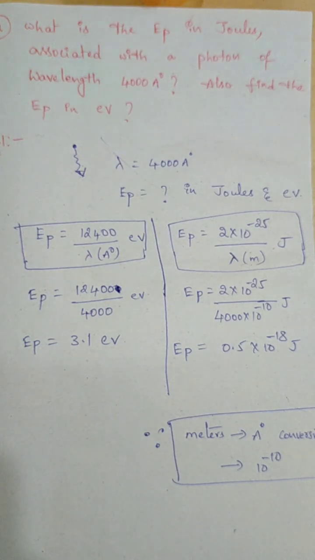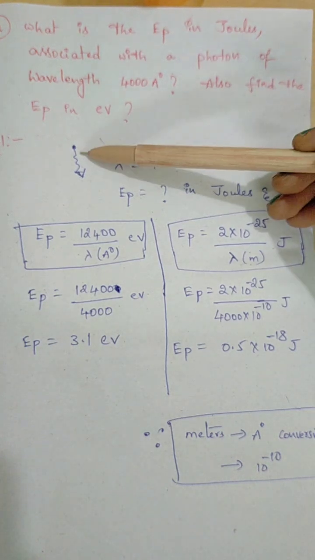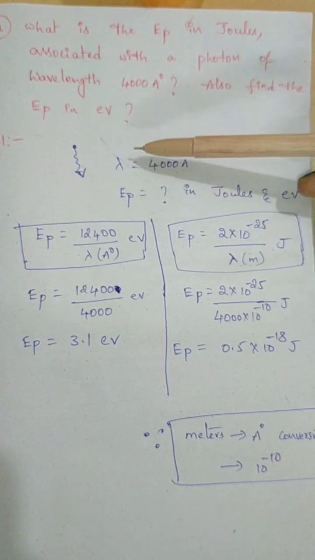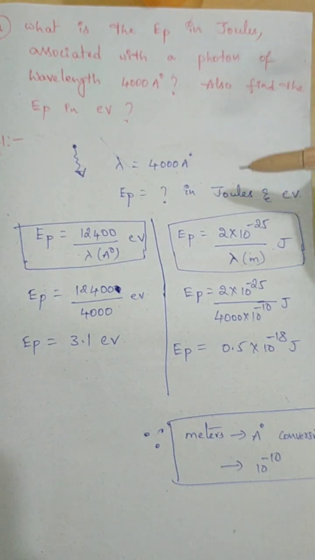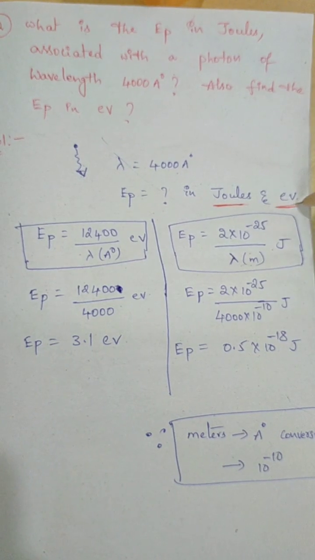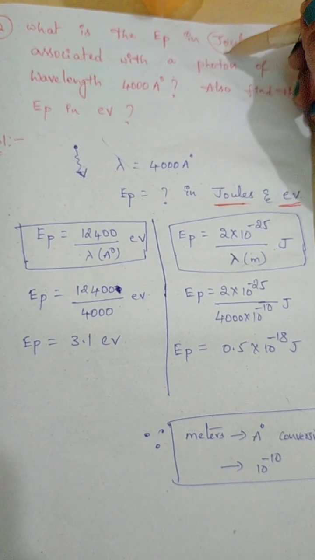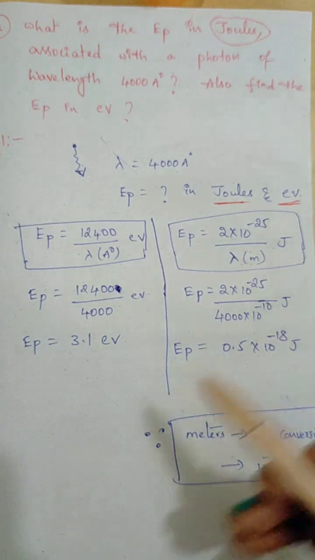So what is the question? The energy of a photon in joules we need to calculate, and the wavelength of the photon is already given, that is 4000 angstrom. Also here we need to find the energy of the photon in electron volts. For a single photon, we are calculating the energy. The wavelength is 4000 angstrom, and the energy of the photon in joules and electron volts we need to calculate. That is the question.